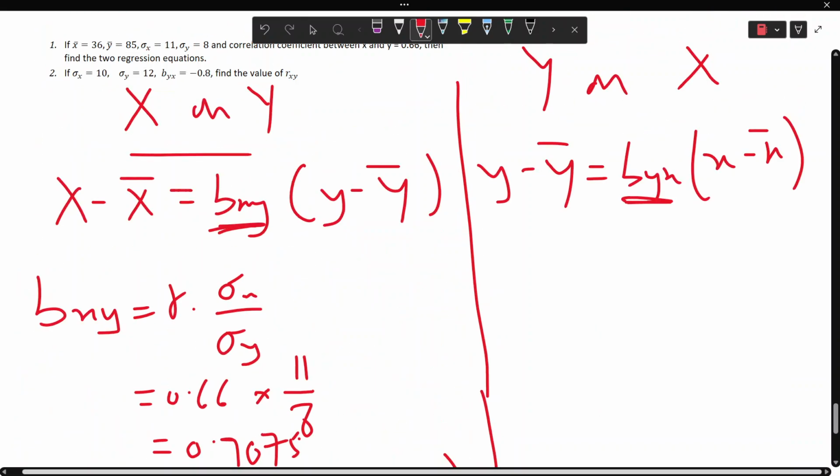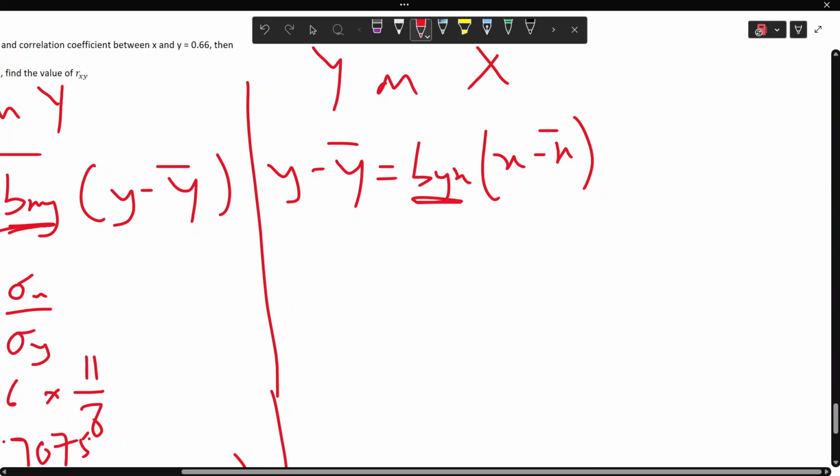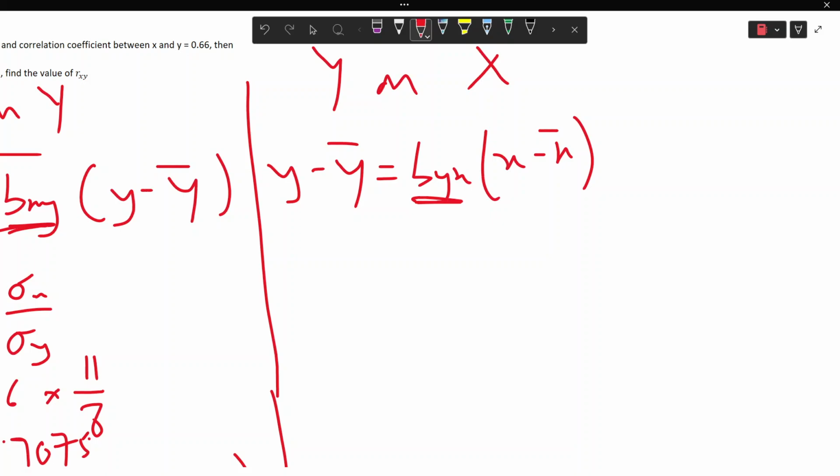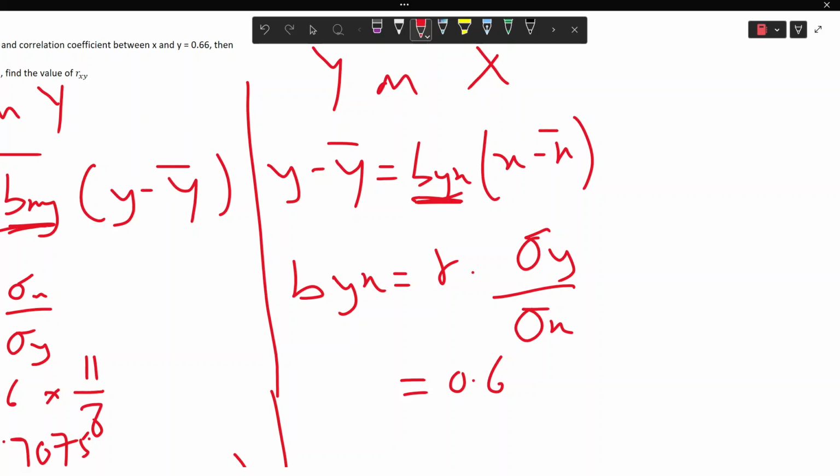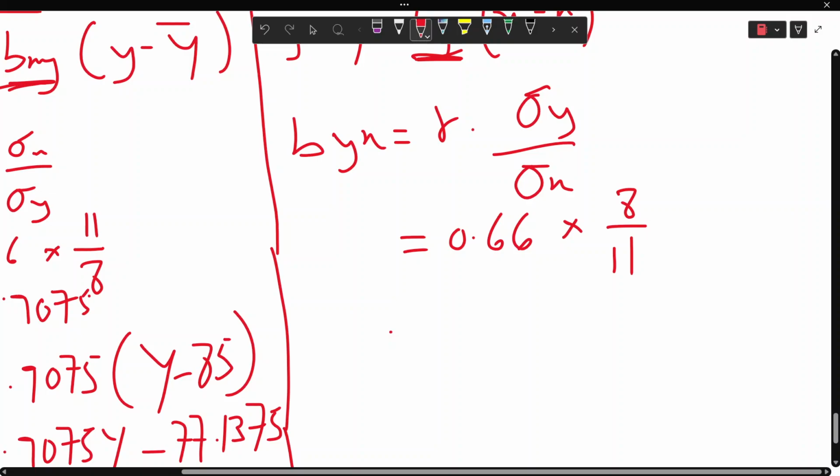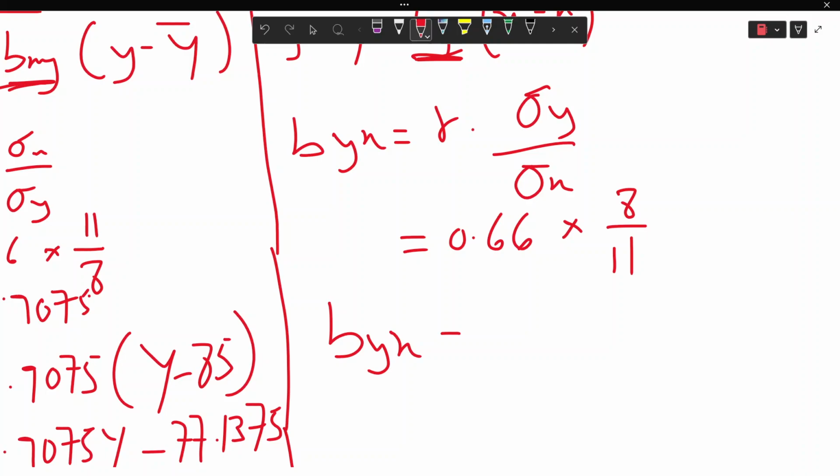Let's find the regression equation y on x. Also, we don't have the regression coefficient, so we need to find it. Y on x is given by r times standard deviation of y divided by standard deviation of x. R was 0.66, standard deviation of y was 8, and standard deviation of x was 11. Now your regression coefficient is given by 0.66 times 8 over 11, giving us 0.48.